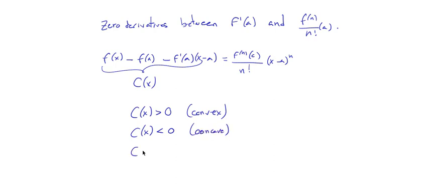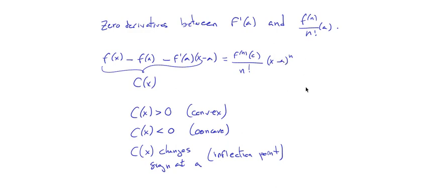And if it's neither, smaller than 0 on the left, well, let's say it changes sign at A, then that means that there's an inflection point. Okay, so then this function c, as you can see, the sign will depend on the sign of the derivative, and also on this, depending on the power of n, right?